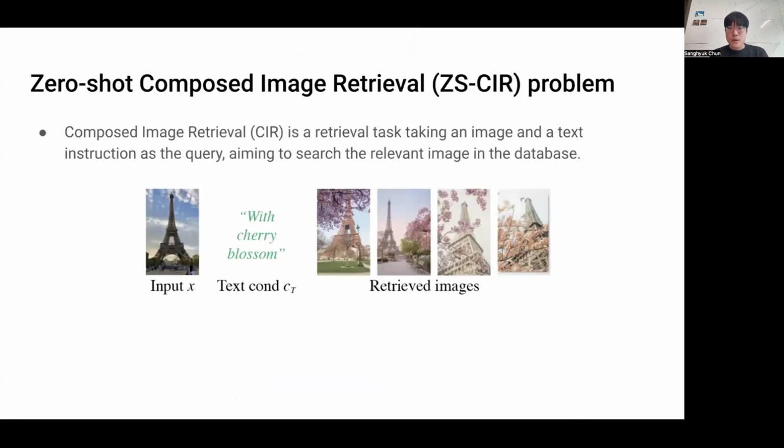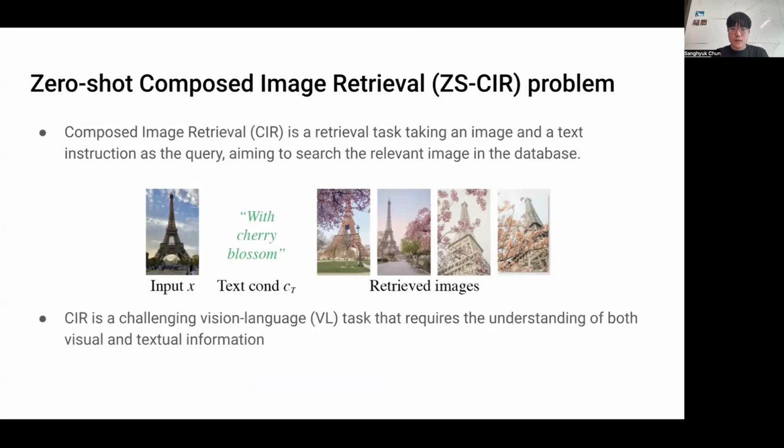Composed image retrieval is a retrieval task taking an image and a text instruction as the query, aiming to search the relevant image in the database. CIR is a challenging vision language task that requires the understanding of both visual and textual information.